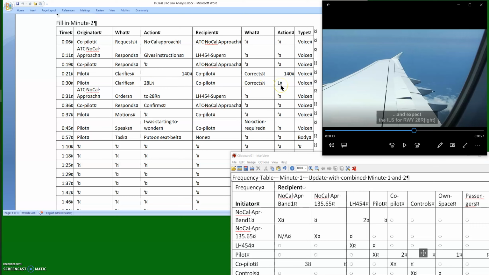He says left. And then we just heard at 31 seconds, ATC Northern California approach orders them to go to 28 right, which was different. And they're speaking to the aircraft LH-454 Super. And again, type of link is voice. So let's continue on this.